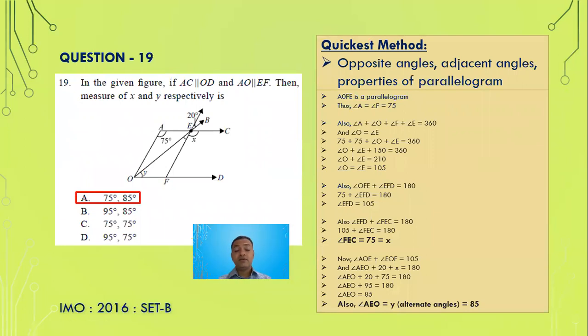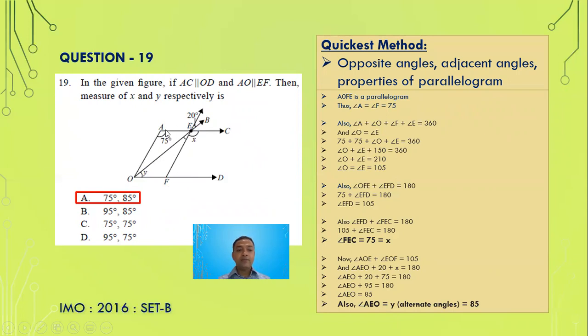Okay, and this I think is one of the toughest questions in this paper, isn't it? In the given figure, if AC is parallel to OD, and AO is parallel to EF, then the measures of X and Y respectively are, you have to find the answer. Now let's start solving. Note that AOFE is a parallelogram because AC is parallel to OD and AO is parallel to EF. So AOFE is a parallelogram.